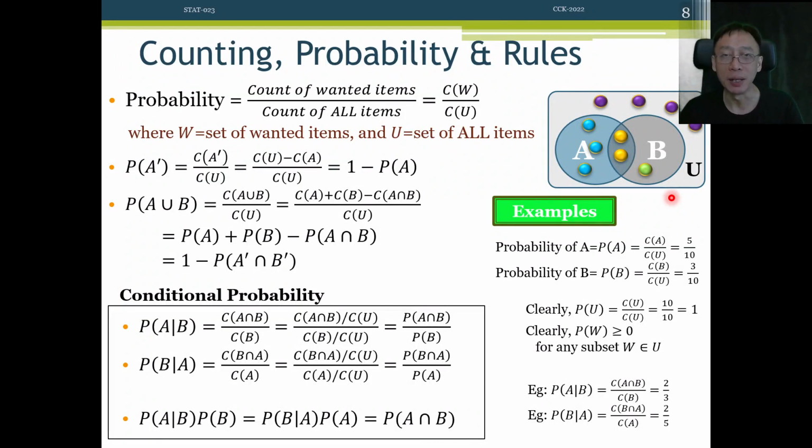All right, let's begin by defining probability using formulas, because ultimately formulas allow us to quantify the calculations so that we are able to base our decisions on numerical results. Now, here probability in terms of formula is defined as count of wanted items divided by count of all items.